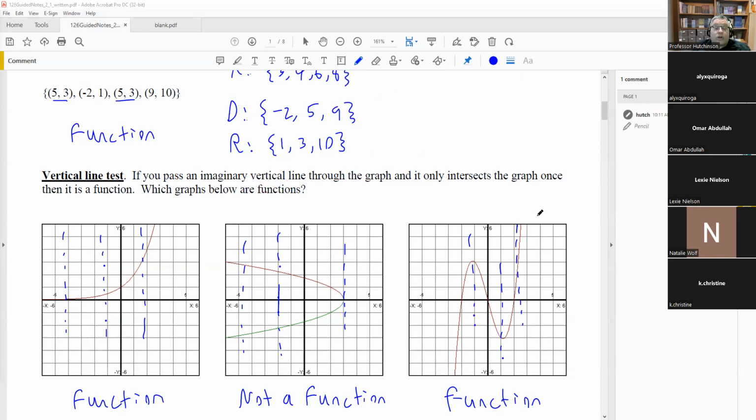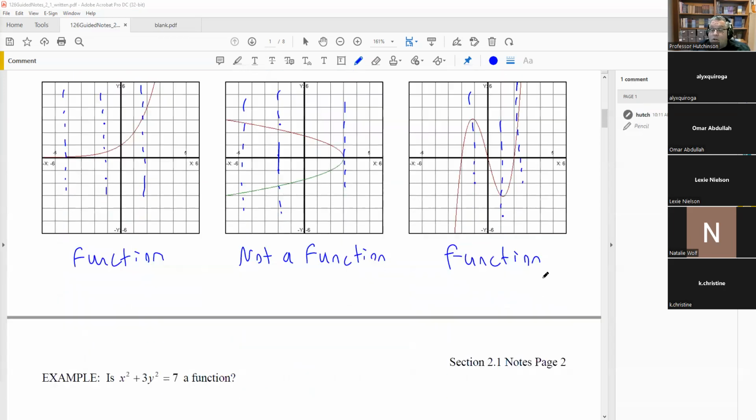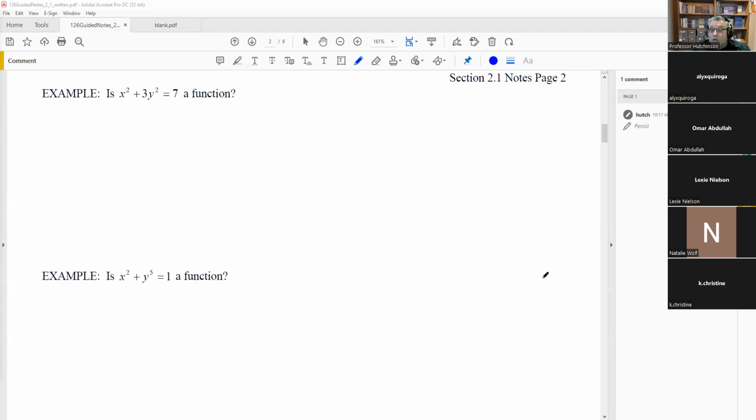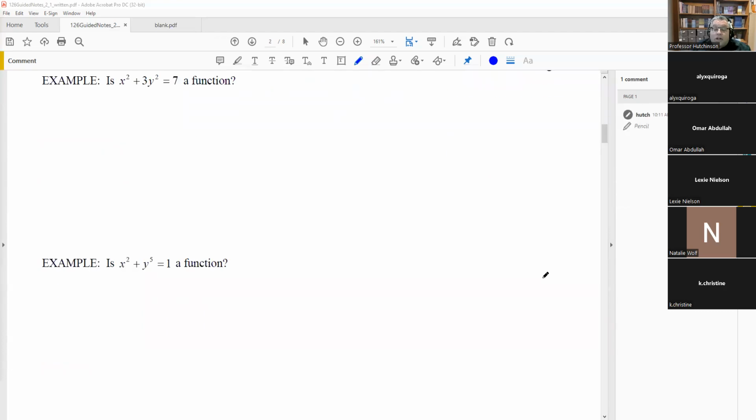So now that means that I have a function for the last one. So we've looked at relations so far. We've looked at the vertical line test. Now let's take a look at some equations here. We're going to determine if the equation itself is a function or not. And that's what we're going to look at for these right here. What we're going to do for these equations is we're actually going to solve for y, and then we'll be able to determine from there if we get one or two y values.